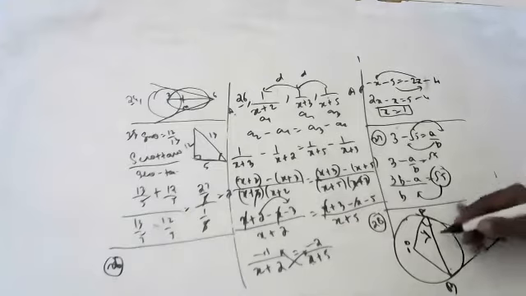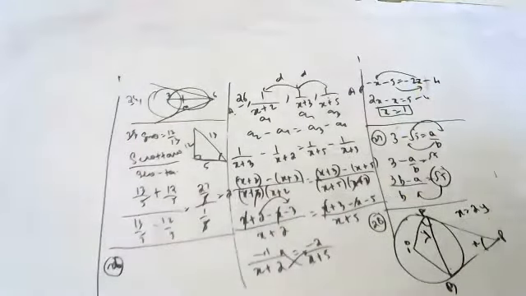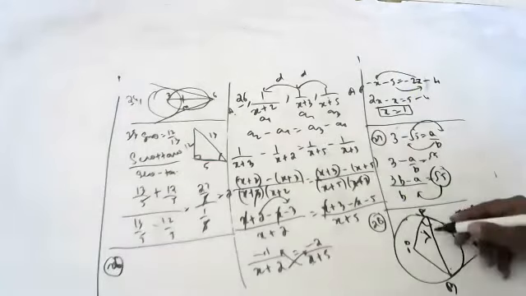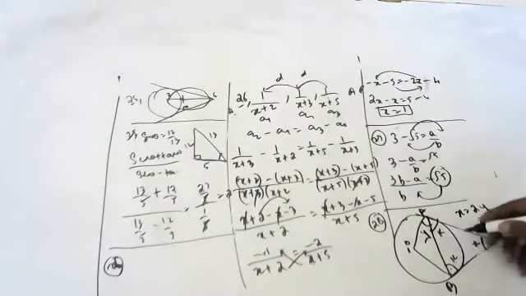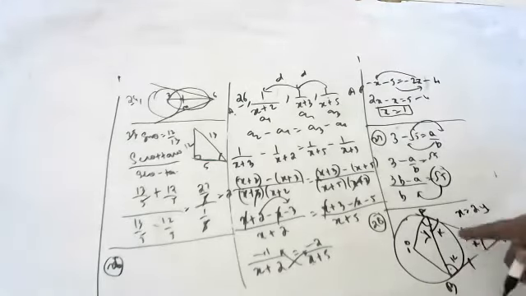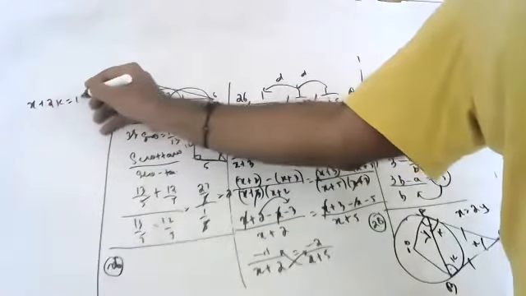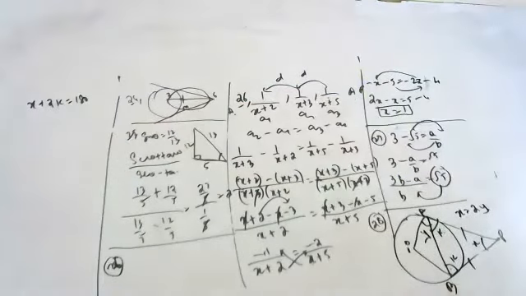Children, we have to prove that x is equal to 2 times y. How do you prove that? If this angle is x and this is k, because tangents meeting at a point are equal, the base angles are equal. So x plus 2k is equal to 180.